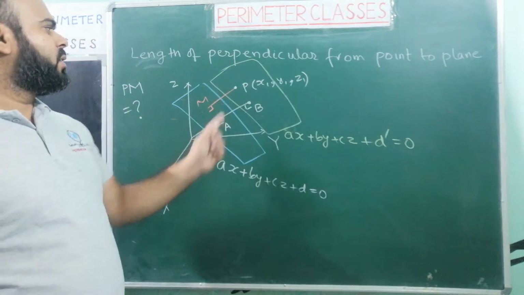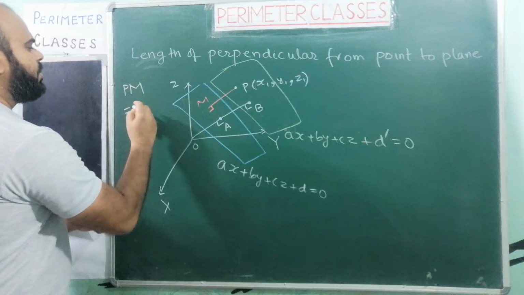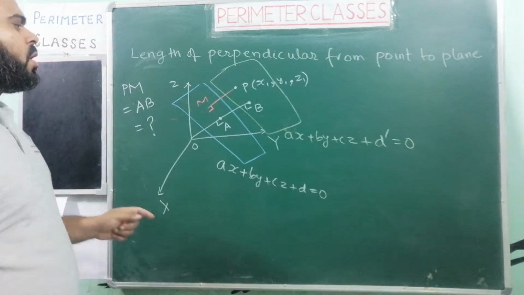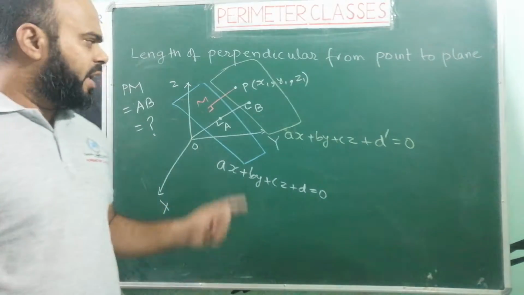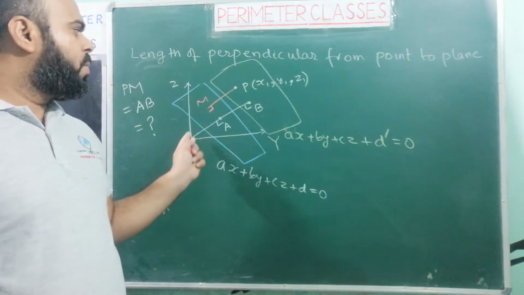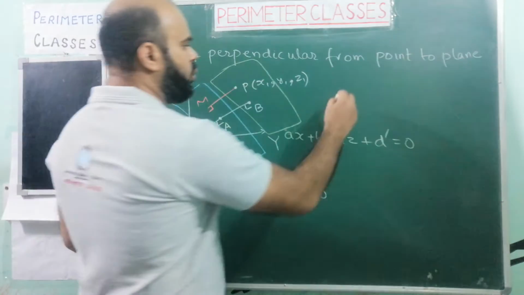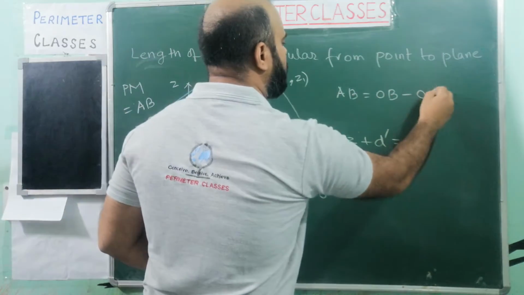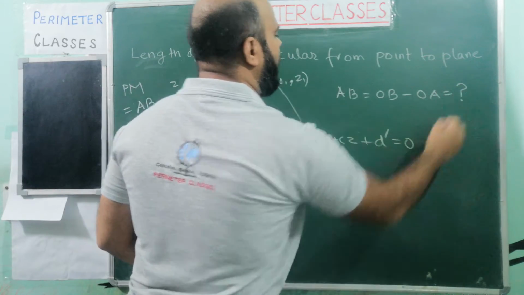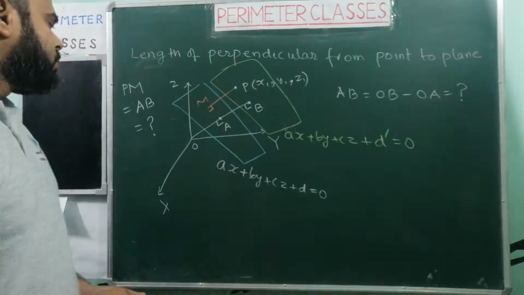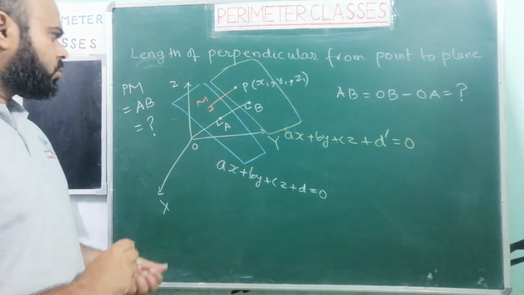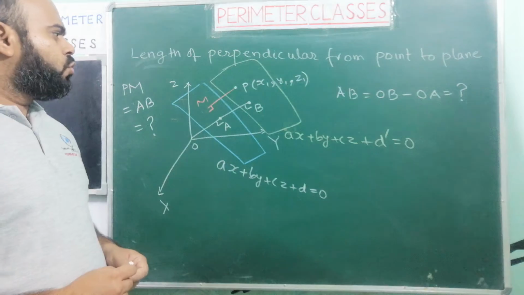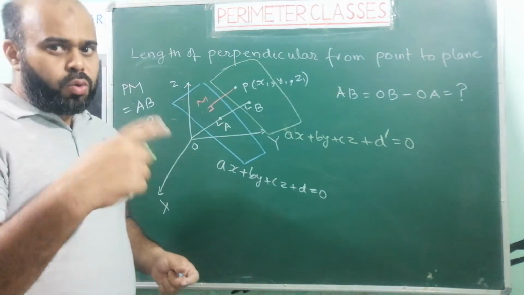Now MP, the value of MP is the same as the value of AB, which we have to find actually. And according to this figure, AB is actually OB minus OA. So if you want to find AB, this is OB minus OA, which we have to find basically. Now, if we want to find OB, first let us find OA.